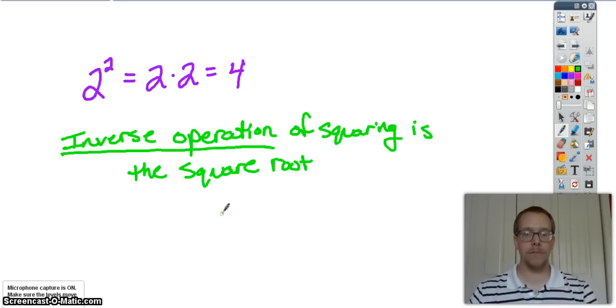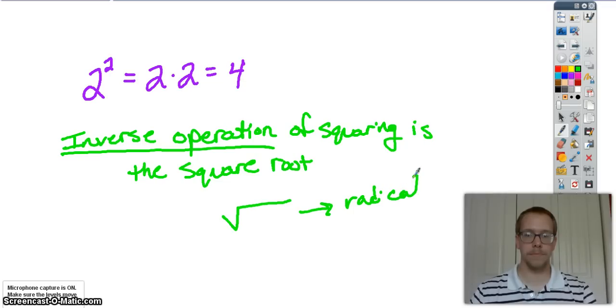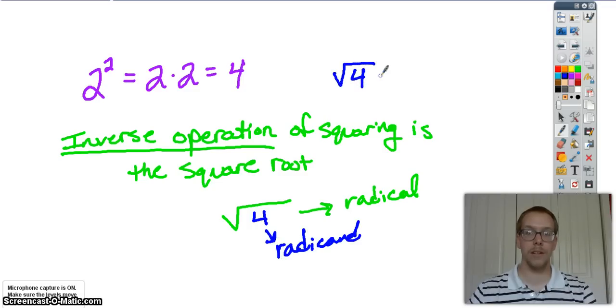And we would write the square root using something called the radical symbol. So that's the radical. And any number placed under the radical is called the radicand. So for instance, say I want to take the square root of 4. 4 is called the radicand. Well, if we know 2 squared equals 4, then we know the square root of 4 is equal to 2. Those operations undo each other.